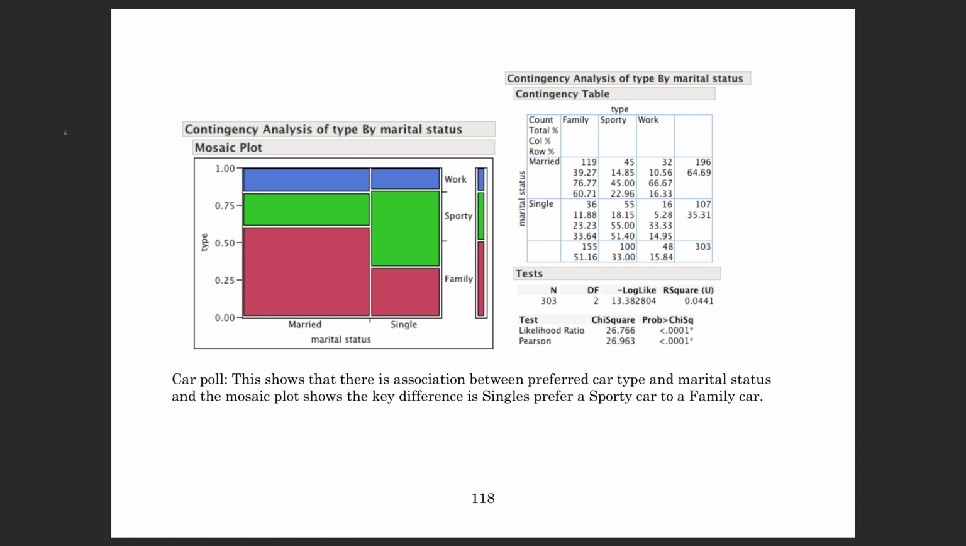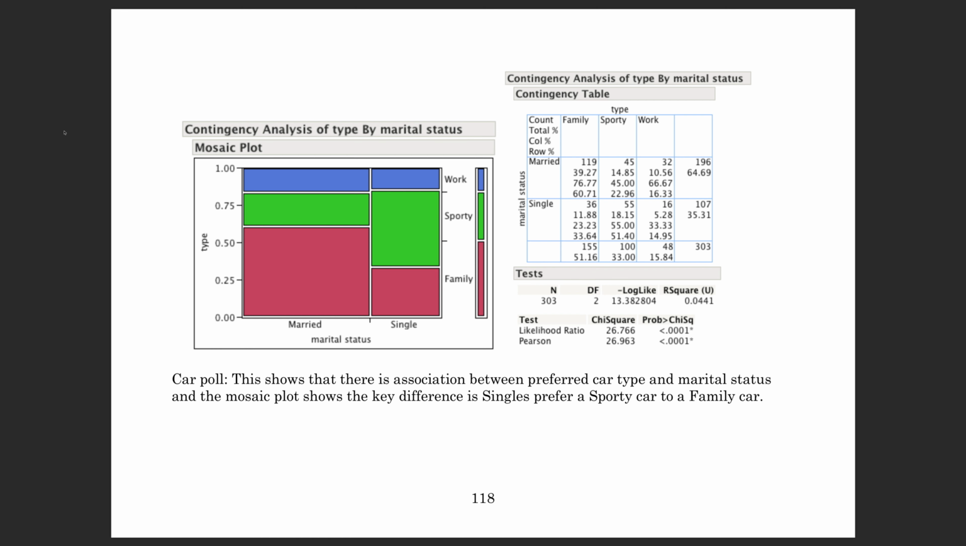Now, why is it 2 degrees of freedom? There's 6 cells in the table, so that does seem a little bit odd, but you need to remember that we have used the information in the row totals and the information in the column totals. So if I work out the number who are family and married, I can find also the number who are single and family by subtraction from the family cars. Once I have the married family and married sporty, I can work out the married work car by subtraction from the married row total. So in other words, once I know 2 of the numbers in this table, I can work out the other 4 by using the row and column totals. So that's why there's only 2 degrees of freedom.